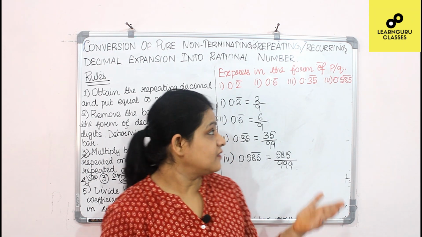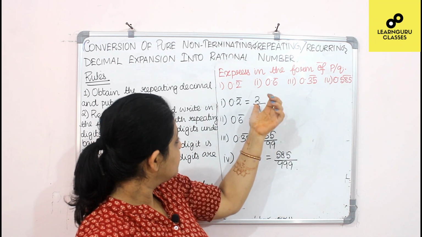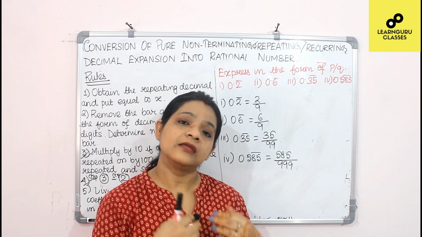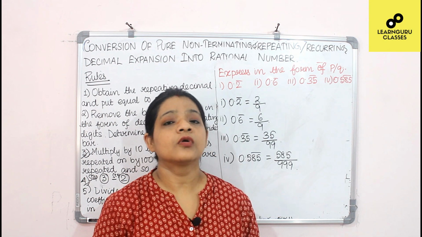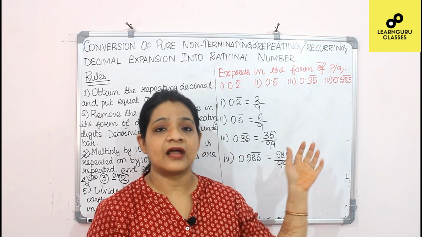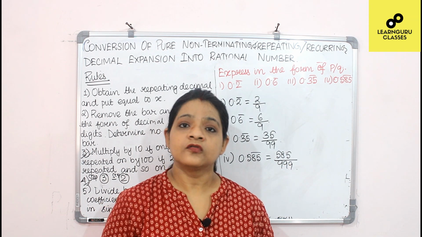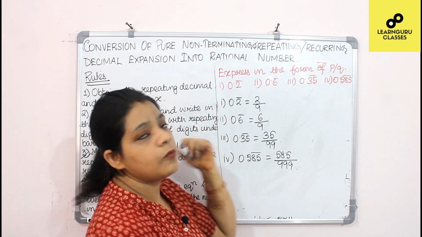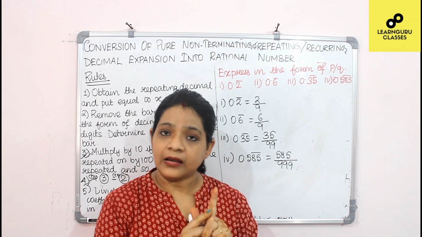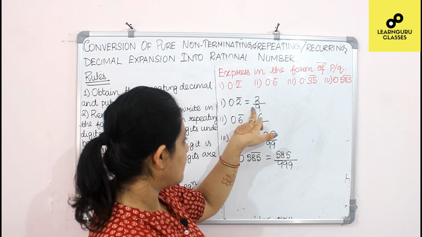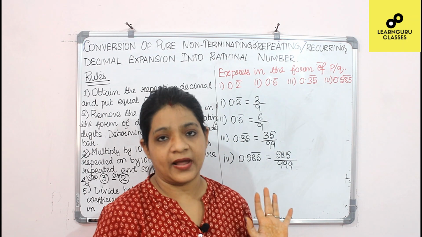Okay, and you can see the similarity between all these types of sums. There is one rule, and with this rule, without calculations or without following these steps, you can directly write the result. So what is it? See, 0.2 bar. So 0.2 bar means what? Only one digit is under the bar. So you are writing the value is equal to 2 by 9.